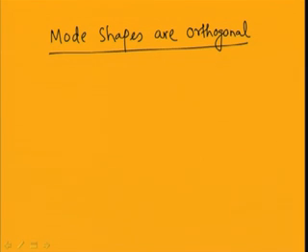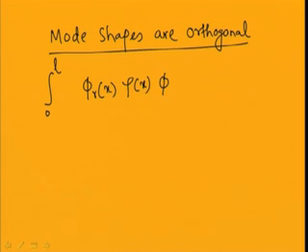In the case of a multi degree of freedom system, you have seen that the mode shapes are orthogonal. In this case also, you can show that the mode shapes are orthogonal by writing these things. So, integral from 0 to L of phi r into rho x into phi s. Let us take the rth mode and the sth mode.